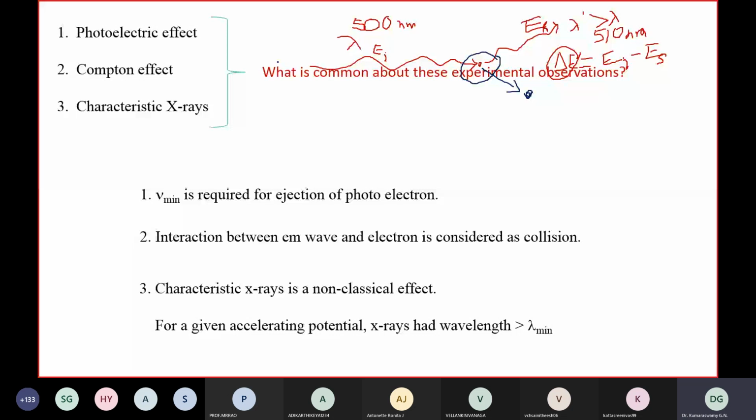The wavelength of the scattered wave is more than the incident.